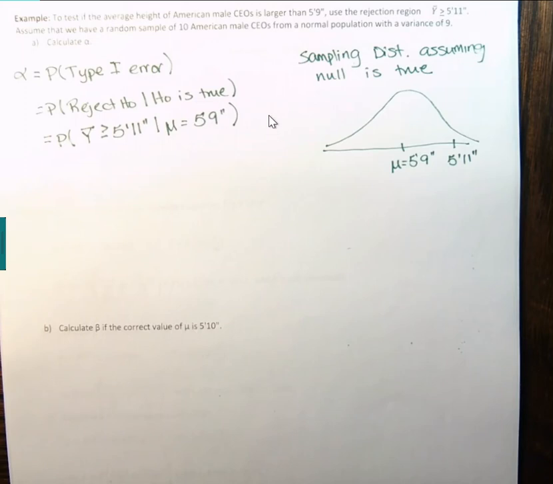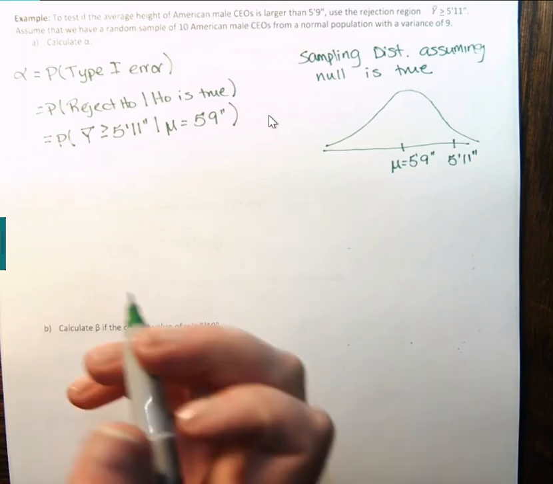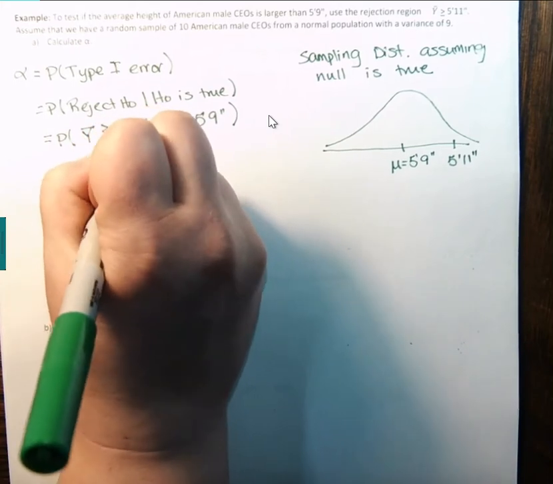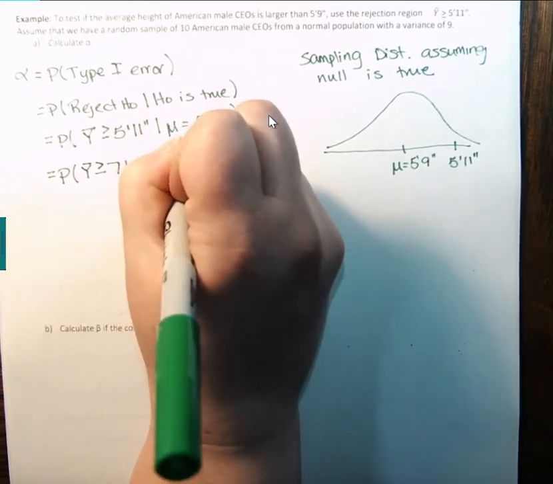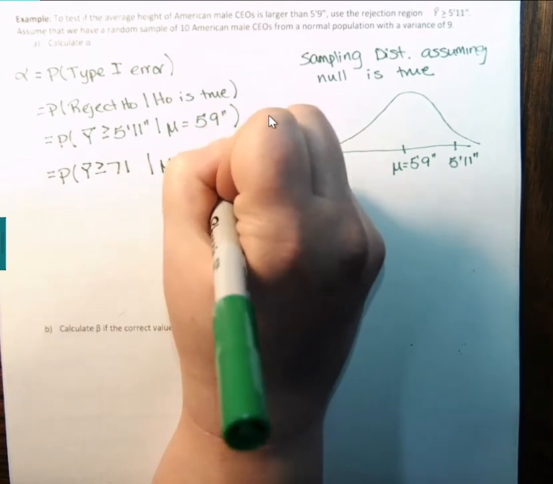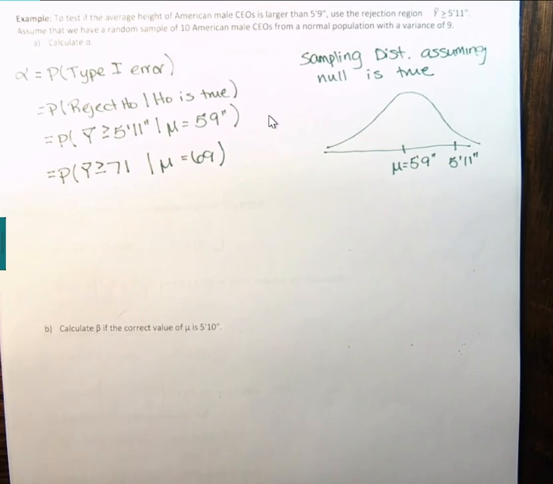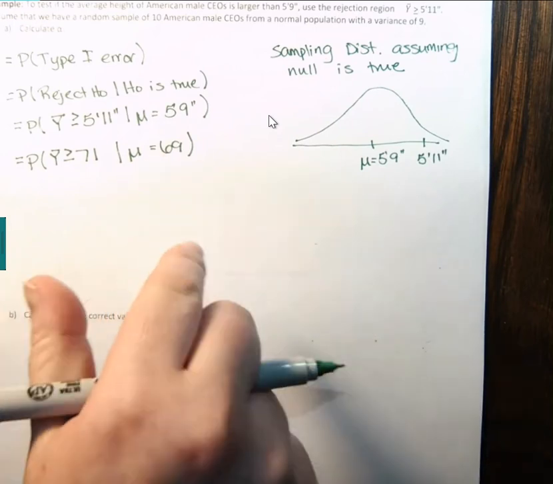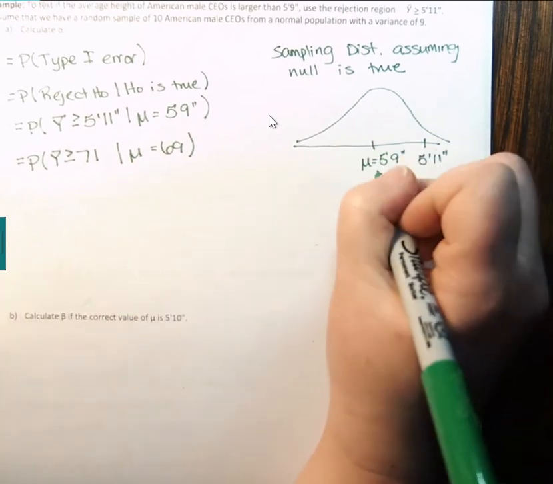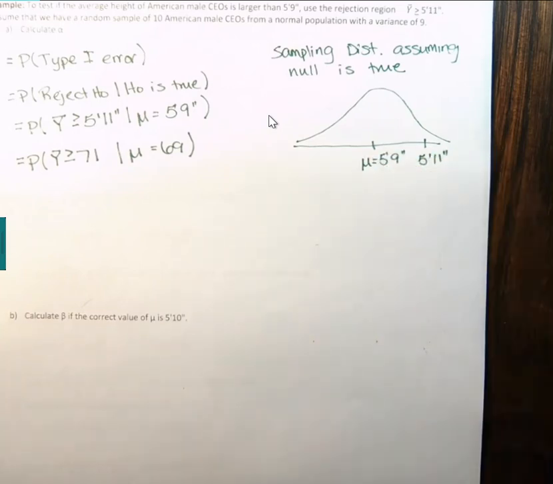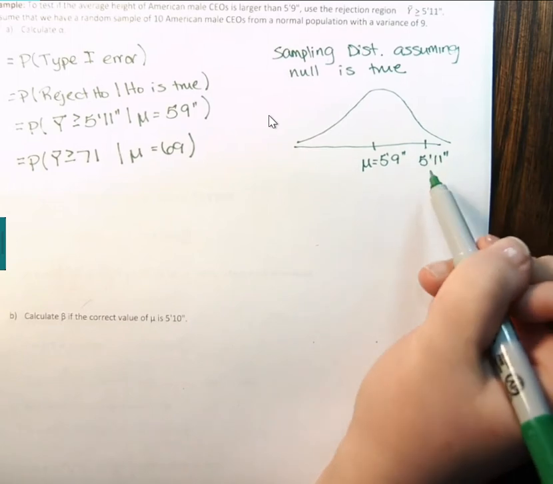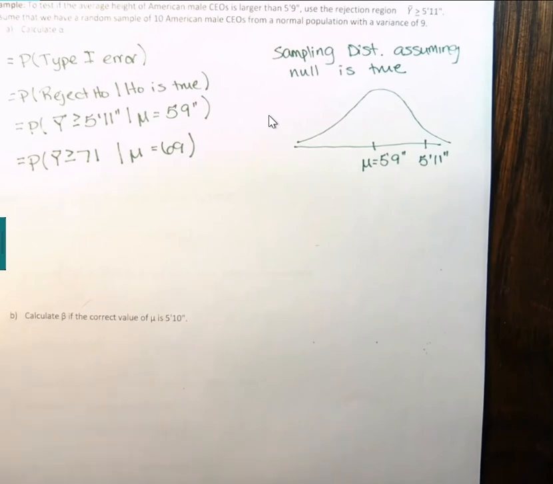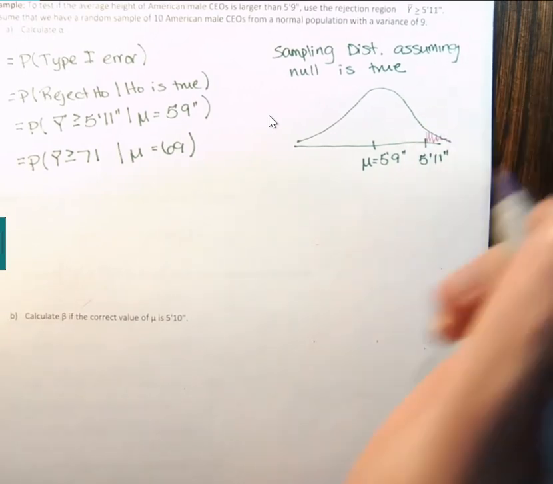Now, to make this easier, instead of looking at feet and inches, I'm just going to convert this over to inches. So notice this is equal to the probability that Y bar is greater than or equal to 71 inches, given that mu is equal to 69 inches. All right. Now, notice what we've got here. We're given that mu is equal to 69. In other words, that tells us which sampling distribution we're looking at. So this is the same thing as mu being equal to 69 in the center. And we're going to find the area in the tail, which corresponds to Y bar being greater than 5'11". In other words, we're finding this area here.